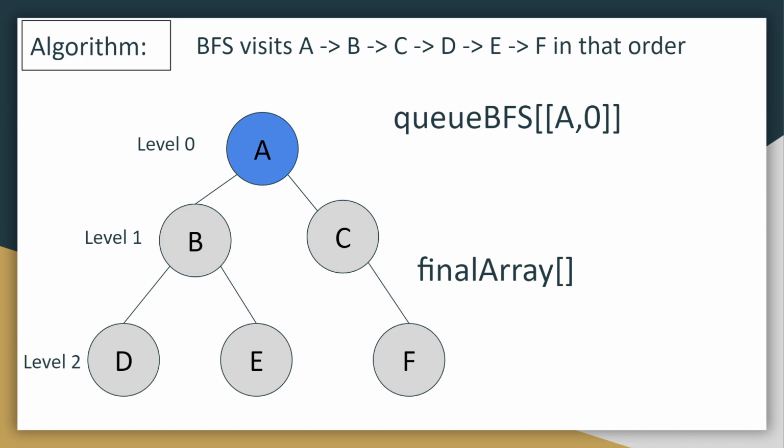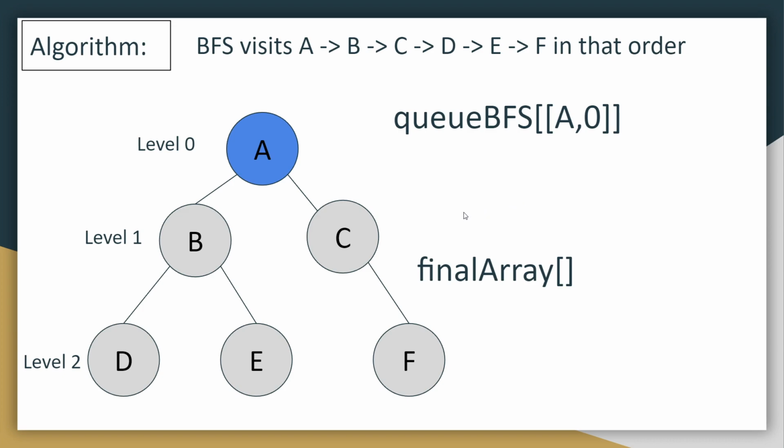So the first thing we got to do is create a queue for the BFS solution, and we'll initialize it with the root node, which is A, and we're also going to be initializing it with the level, which is 0. So it would be an array inside of an array. We'll also need to create an array called final array.